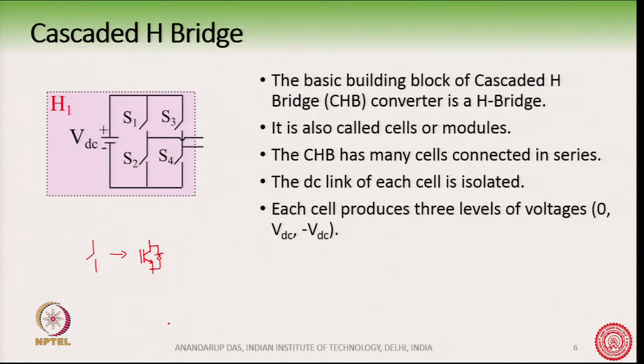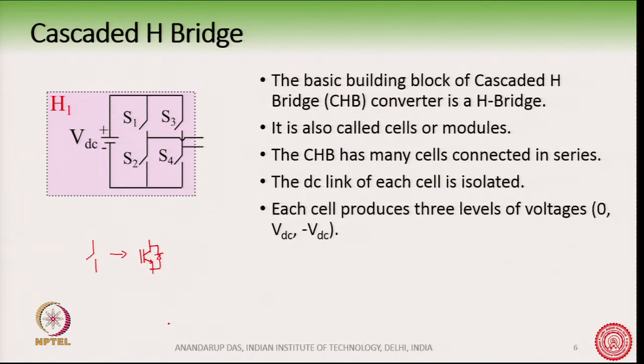And the CHB has many cells connected in series. The word itself says cascaded H bridge. So, we are cascading several of these H bridges together, series connecting them. The DC link of each cell is isolated. When we cascade them, I will show you, we have isolated DC links for each of these cells or modules.